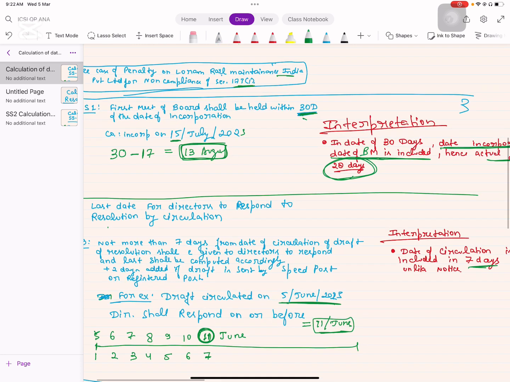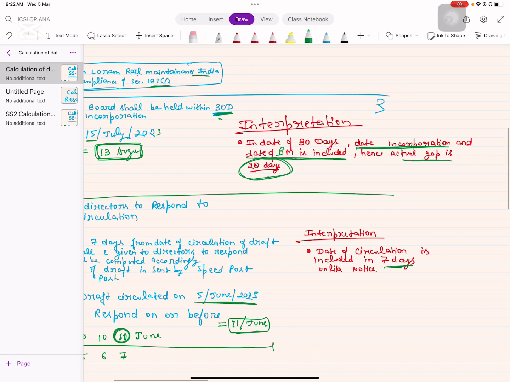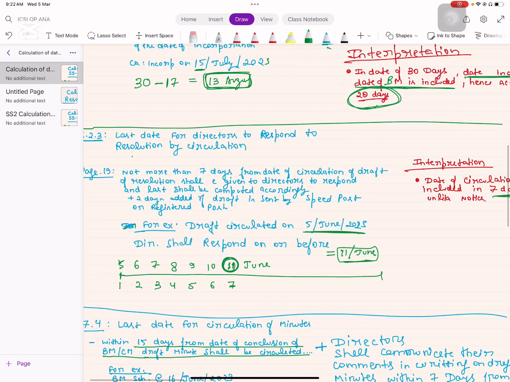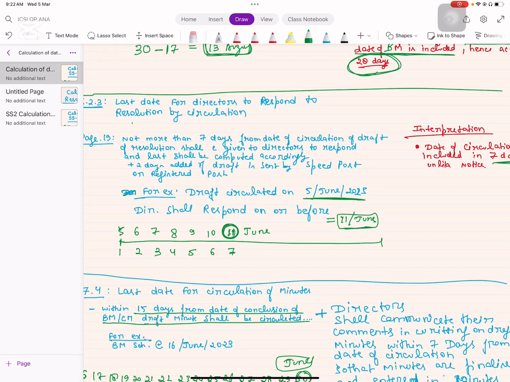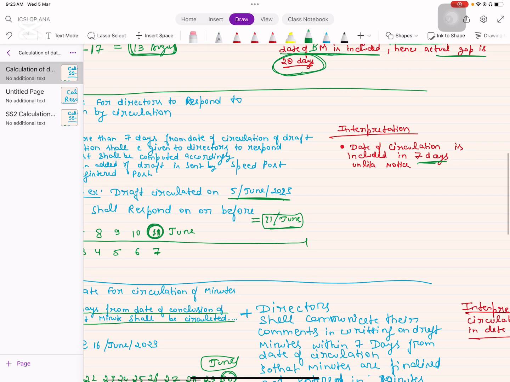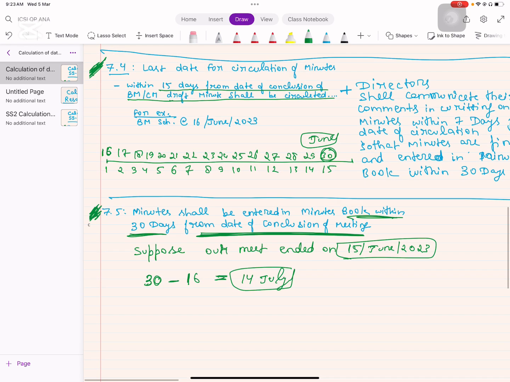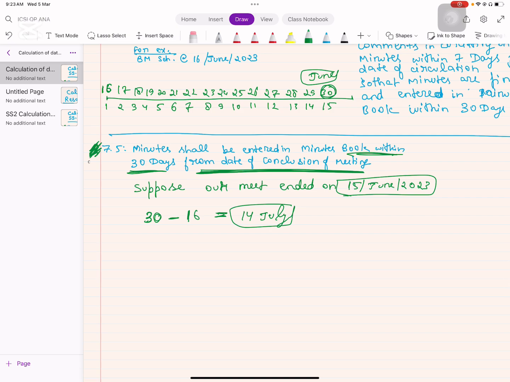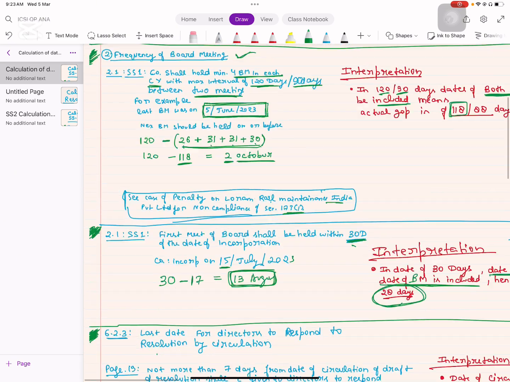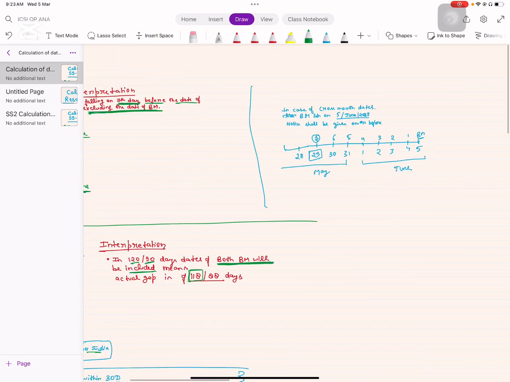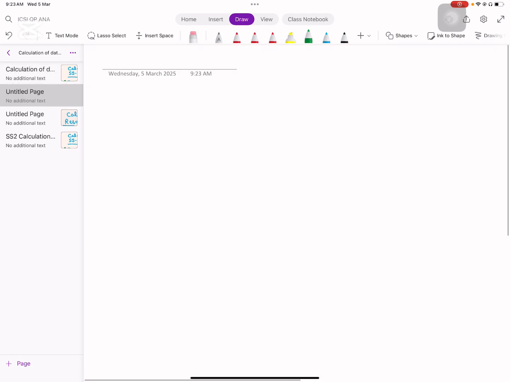And in case of convening board meeting within 30 days of incorporation, both date of incorporation and date of board meeting will be included in 30 days. In case of responding to resolution by circulation, in 7 days, the date of circulation of notice will be included. In case of last date for circulation of minutes, date of board meeting will be included. And in case of entering of minutes in minutes book, date of board meeting will be included. Now let me do some examination questions to get a better understanding.